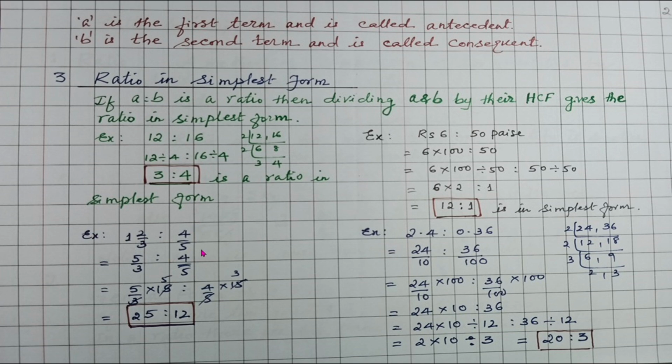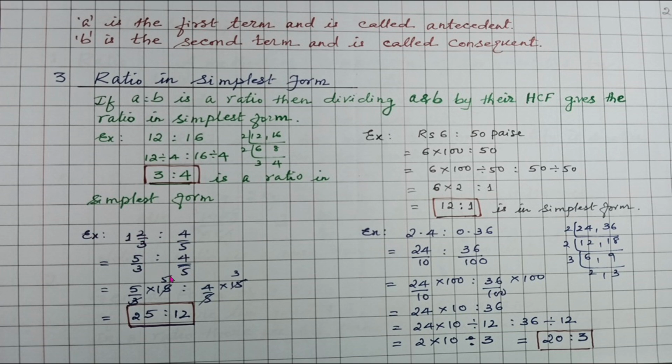Now let us take one more example. 1 integer 2 by 3 is a mixed fraction, 4 by 5 is a simple fraction or a proper fraction. Now to find the ratio of this, first convert this into an improper fraction. So 3 1s are 3 plus 2 is 5 by 3, and 4 by 5.